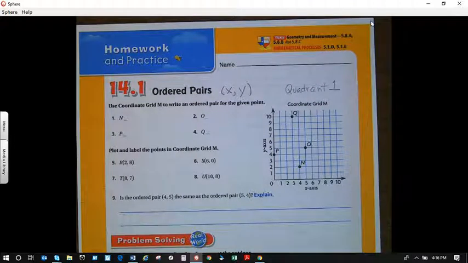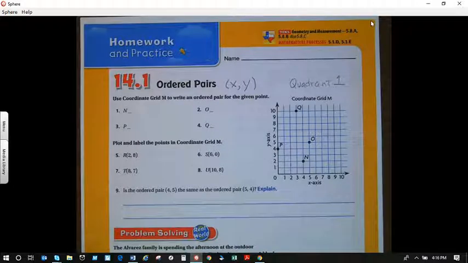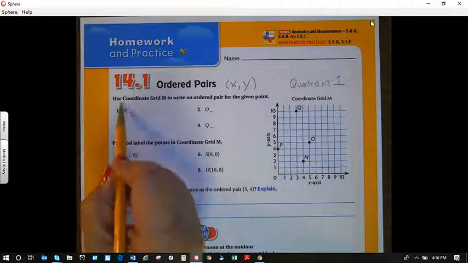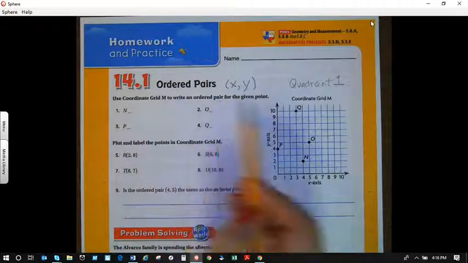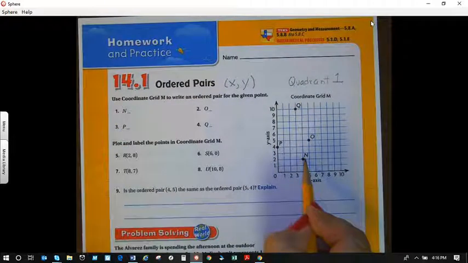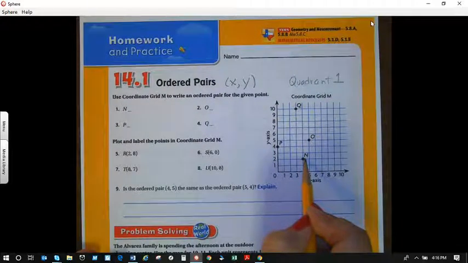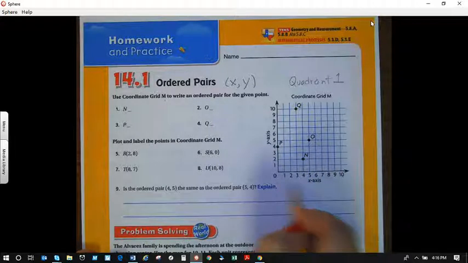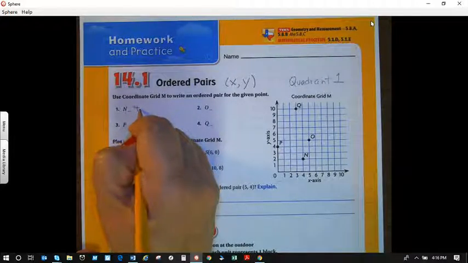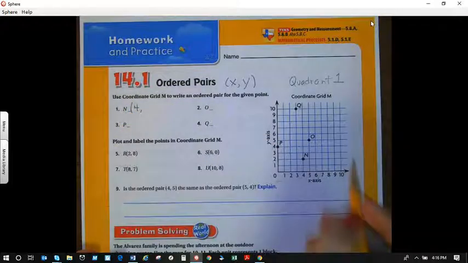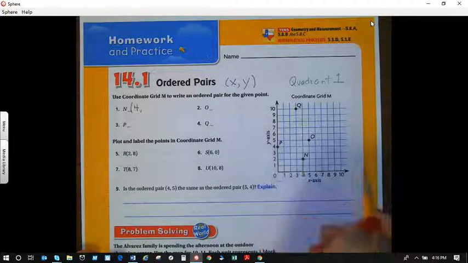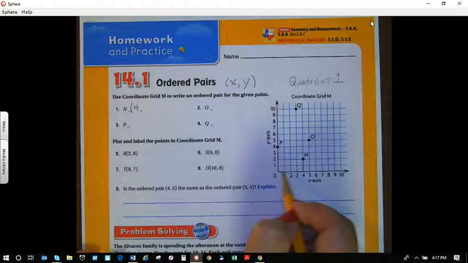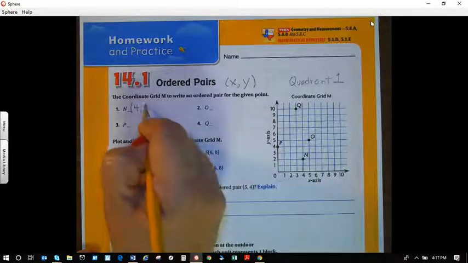All right, so now let's look at number 1, and you had to do all of the problems. For 1, use coordinate grid M to write an ordered pair for the given point. So I'm going to N. What is the ordered pair for point N? Remember we said we were going to start with x first, so I needed to come across. So I'm going 4 across, and then I'm coming up 1, 2, if you can see here. So I'm going 4 across and 1, 2 up. And that's my ordered pair.